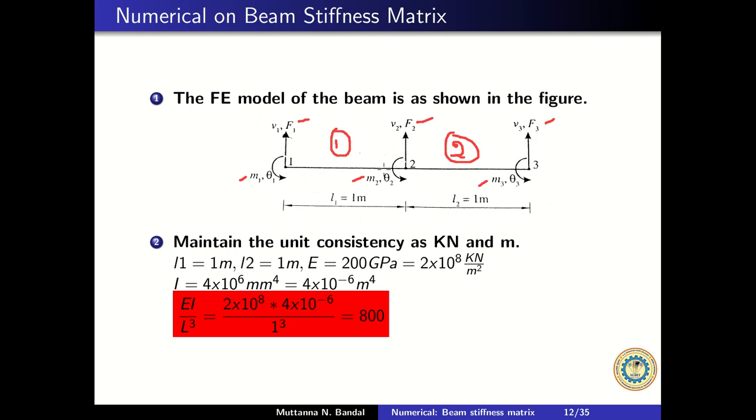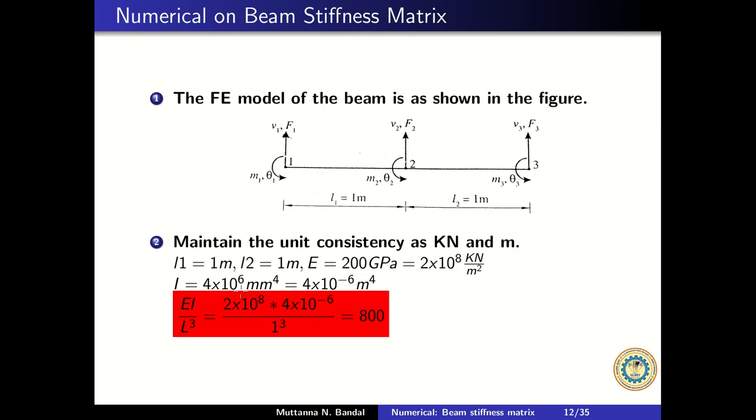So it becomes a 6 by 6 stiffness matrix because there are 6 variables, 6 degrees of freedom, V1, V2, V3, theta 1, theta 2, theta 3. So the stiffness matrix will be a 6 by 6 matrix. As I told, we will maintain the unit consistency, that is kilonewton and meter. So L1 is 1 meter, L2 is 1 meter, E is equal to 200 gigapascal, that is equal to 2 into 10 raised to 8 kilonewton per meter square.